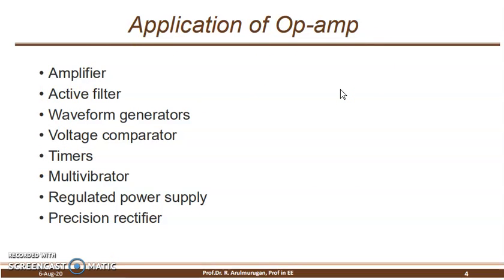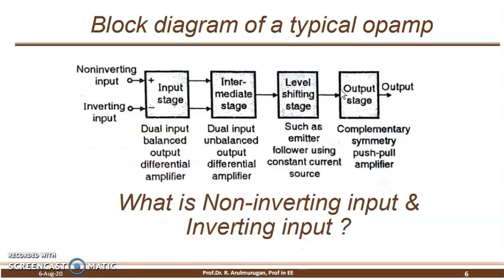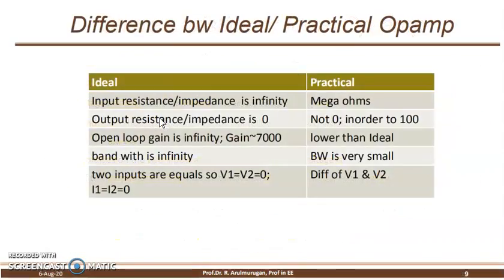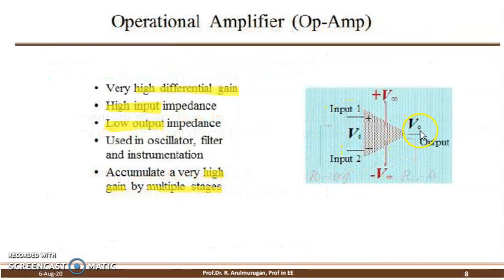The next topic is the block diagram of the op-amp. When you look at the block diagram, and the symbol of the op-amp, there are two inputs and a single output, with the supply connections plus VCC and minus VCC. So this is the op-amp.